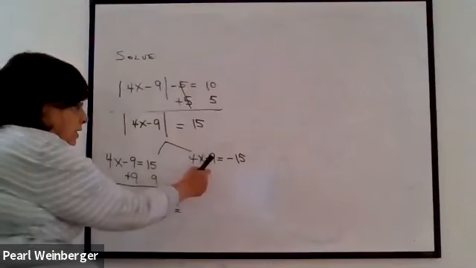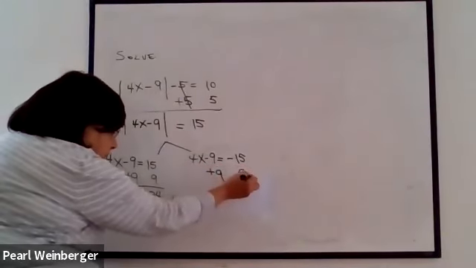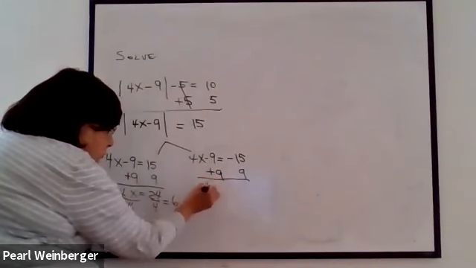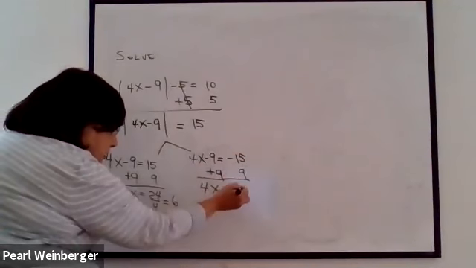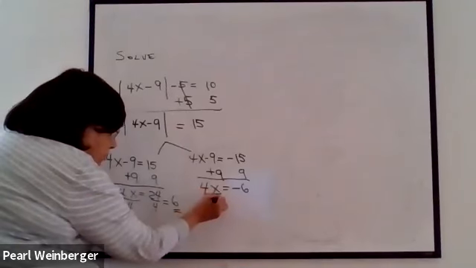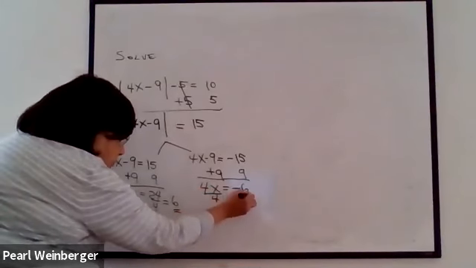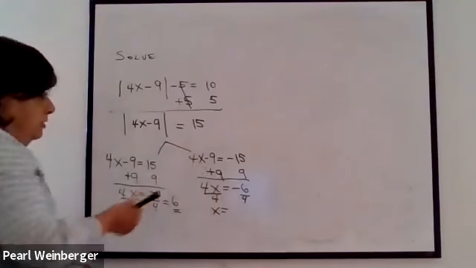You have to solve the second one, which will involve basically the same steps. You have to add 9 to both sides, which will give you 4x equals, well, now it's negative 15 plus 9, which is negative 6. And again, you have to divide both sides by 4.